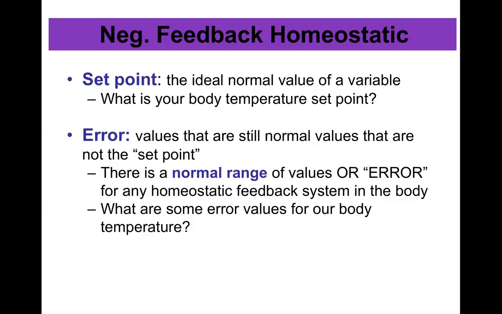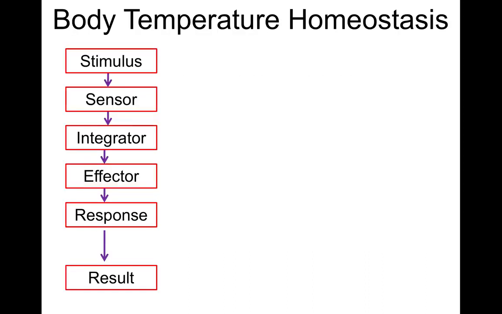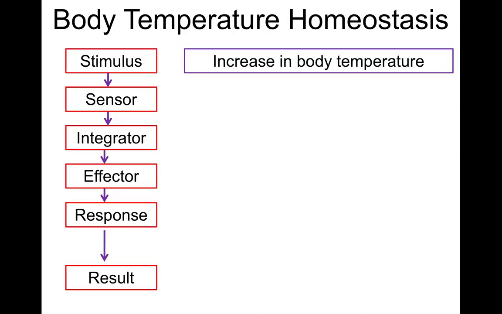Now, if you go above or below this error point, then that's what triggers your homeostatic feedback loop. So let's take a look at the example for body temperature. As I mentioned, the stimulus would be an increase in body temperature. It could just as easily be a decrease in body temperature.